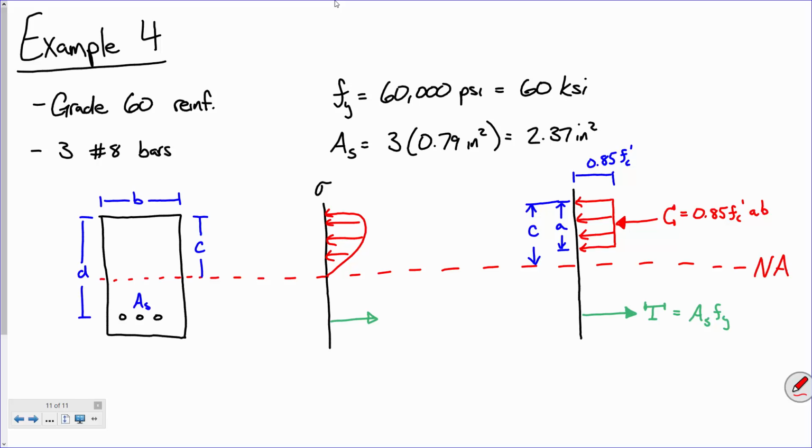Not yet. And ultimately, let me say this. Beta is not going to matter really very much until we go back and start checking strains and start looking at ACI requirements, which we're going to calculate the strength of this beam and then go back and check some ACI requirements.